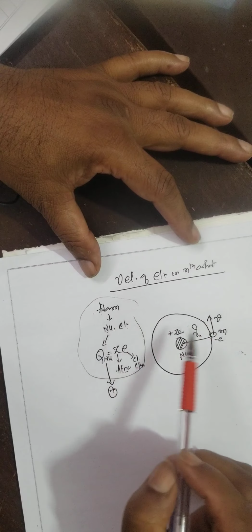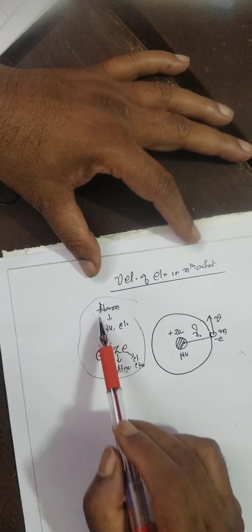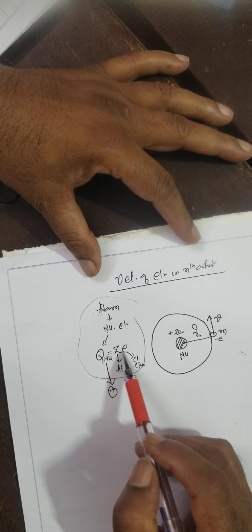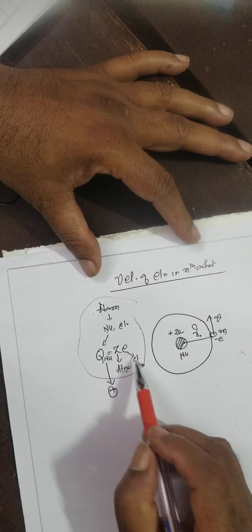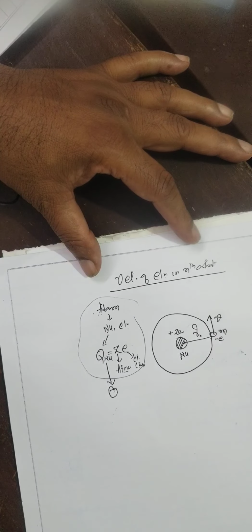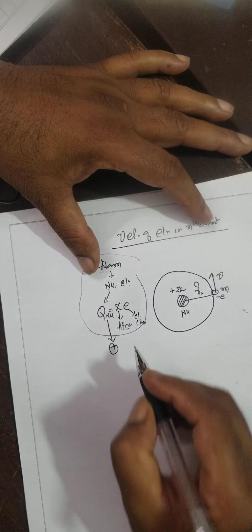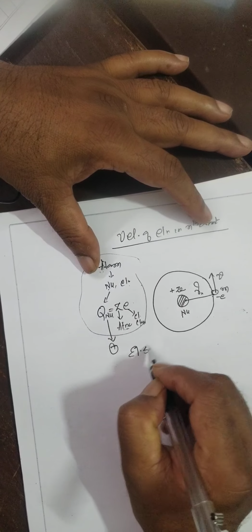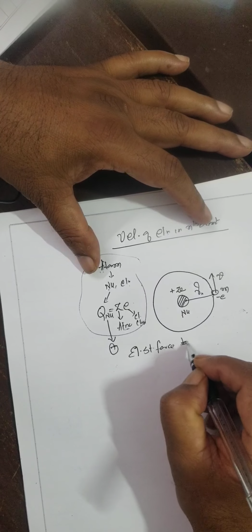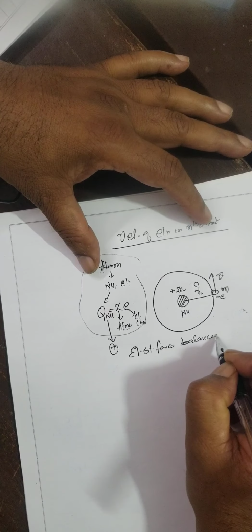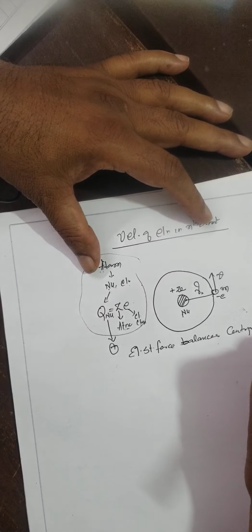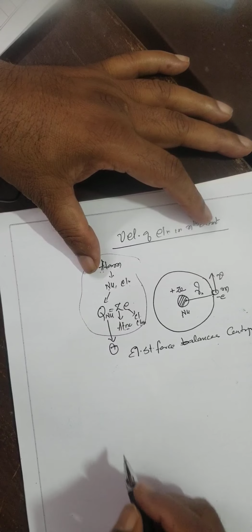If we consider an electron revolving around the nucleus, with nuclear charge Ze, where Z is atomic number, e is electronic charge, and m is the mass of the electron, v is the velocity of the electron. What is according to electrostatic force? Electrostatic force balances centripetal force. Like this you would write.